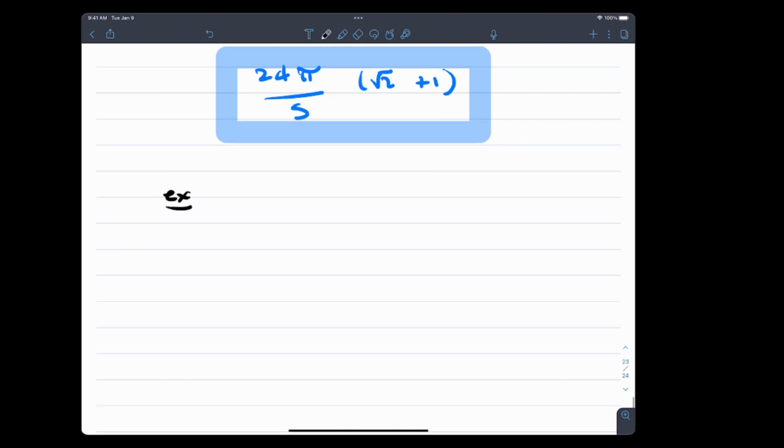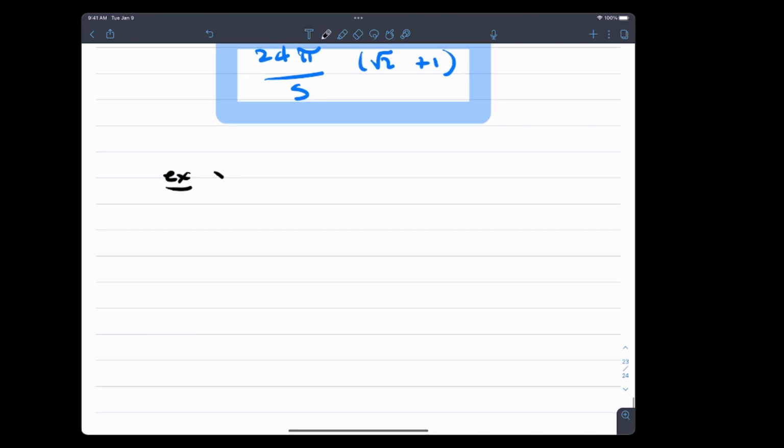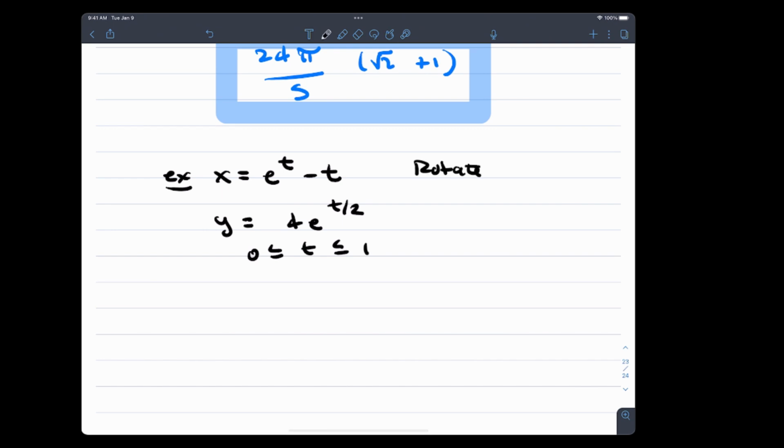Okay, you're going to determine the surface area. Now they're going to give you x equals e to the t minus t, y equals 4e to the t over 2, again, t goes from 0 to 1, and now you rotate about, let me double check. Y-axis, yes.